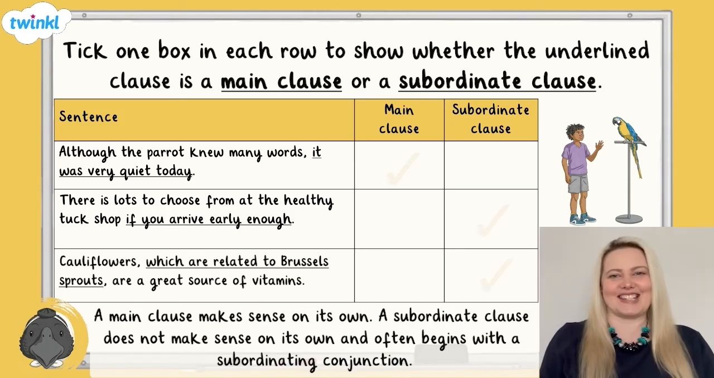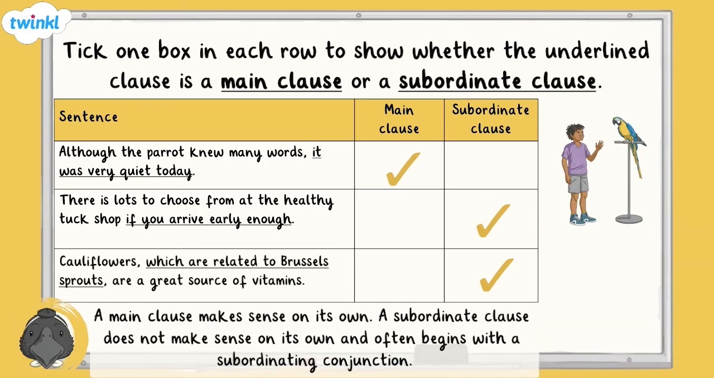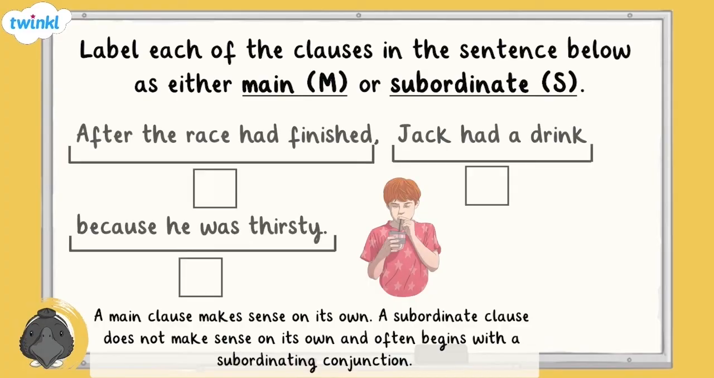Let's take a look at the answers now. Well done if you got all 3 of those correct. You might have noticed that the underlined clause in the final sentence is a relative clause. A relative clause is a type of subordinate clause because it doesn't make sense on its own and needs the main clause to make a complete sentence. Hoo-yah! For our final question, you're being asked to label each of the clauses in the sentence to say whether they're main or subordinate. The sentence says, after the race had finished, Jack had a drink because he was thirsty.